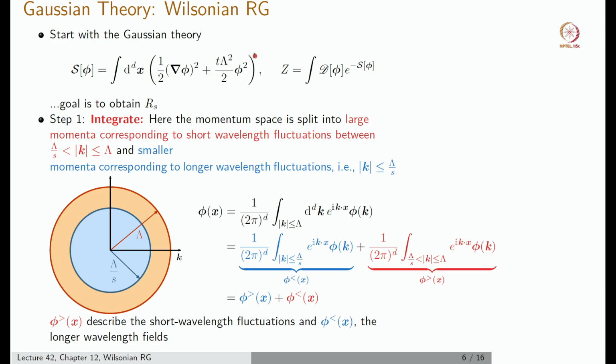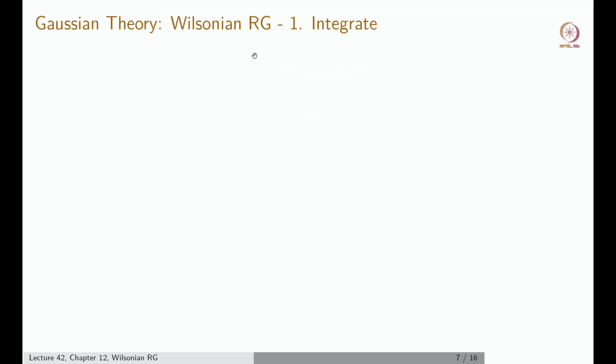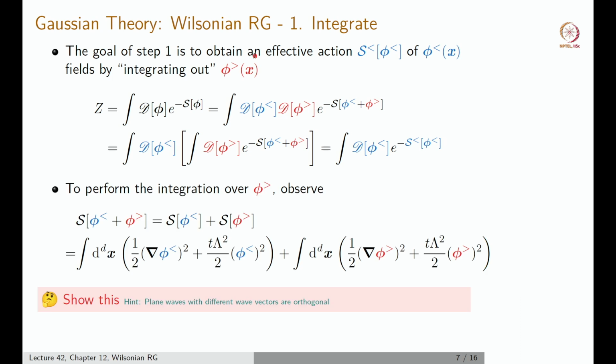But what happens when you integrate that out? Here is a very nice exercise for you to do, a very simple exercise. You will be able to see that the cross terms will just vanish, and I have given a hint, that is because plane waves with different wave vectors are orthogonal to each other. That is as simple as that.